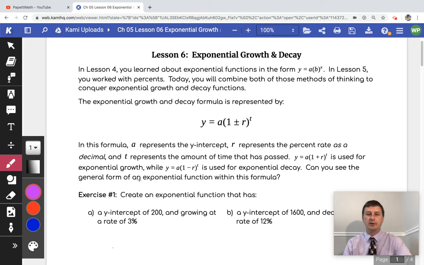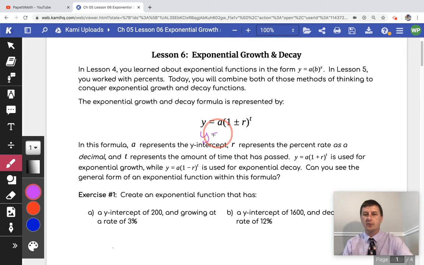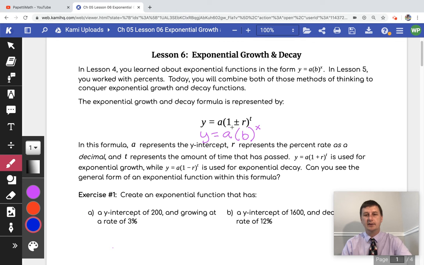Can you see the general form of an exponential function within this formula? When it says general form, remember we're referring to y is equal to a times b to the x. Looking at this piece by piece, we have a and a. We have it times something. Here we have it times something to a power, an exponent. And we have all the same stuff here, but instead of the b, the growth or decay factor, we have 1 plus or minus r, which is going to be our growth or decay rate.